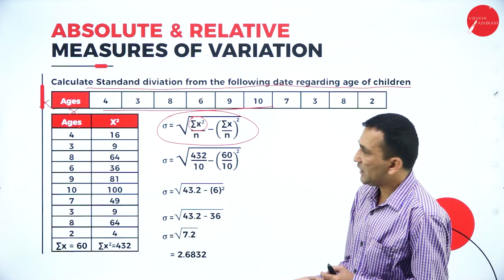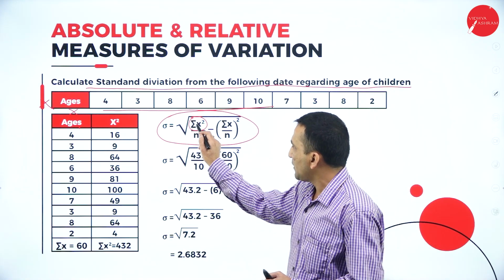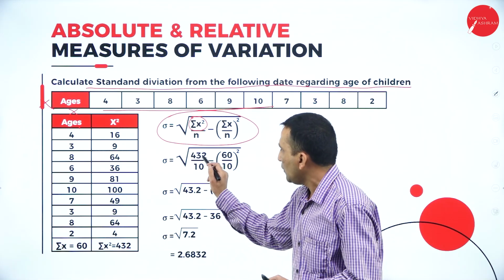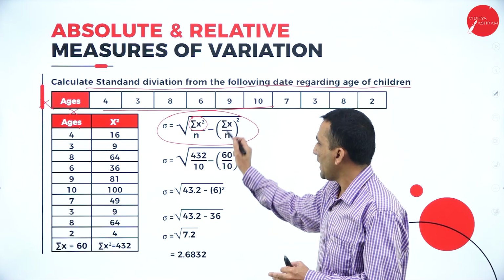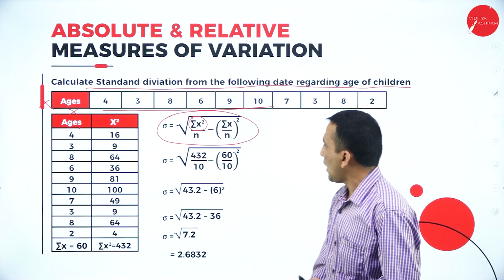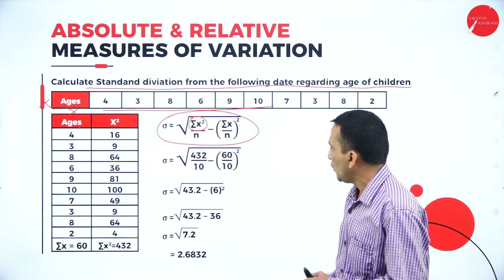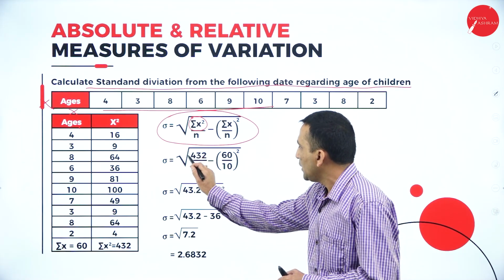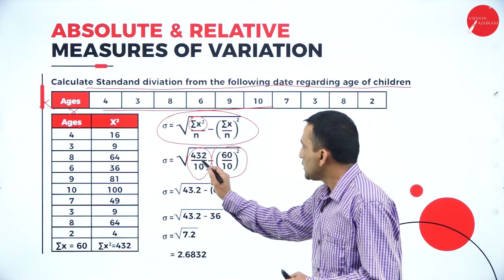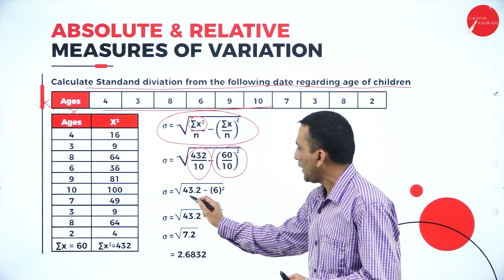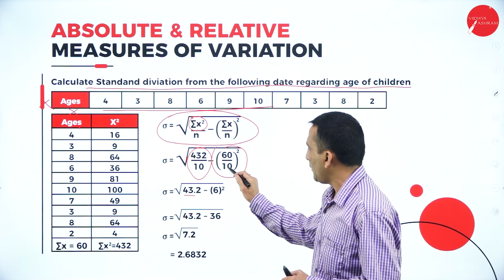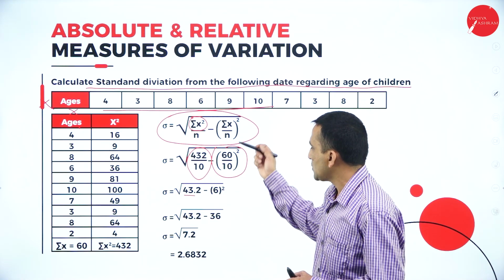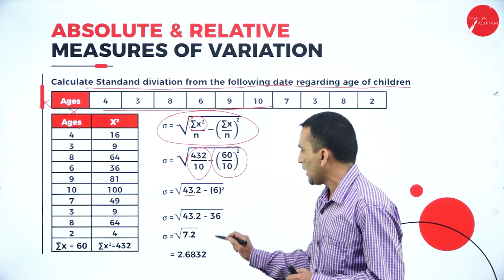Now we can simplify this formula. In this place, sigma x square I am writing 432 divided by the number of items, which is 10, minus sigma x, for which we took the total 60, divided by 10, all under the square root. One by one you have to simplify separately. First, 432 divided by 10 gives 43.2, and 60 divided by 10 is 6, and 6 square is 36, which I can write directly here.